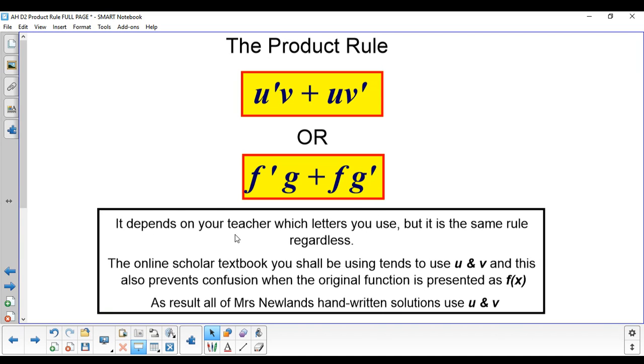It depends on your teacher which letters you use, but it's the same rule regardless, and the online Scholar textbook tends to use U and V, and this also prevents confusion if you're initially given f of x as the function in the first place. So that is why I use U and V. So if you look at any of the past paper answers or any of the notes or anything to do with Mrs. Newlands, you'll find it's U and V. Okay.